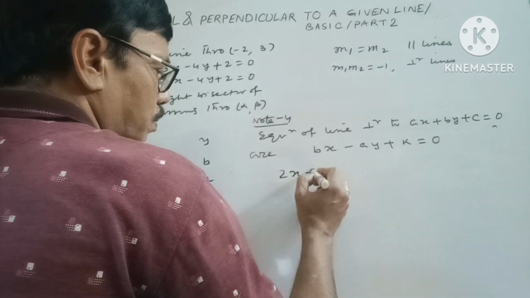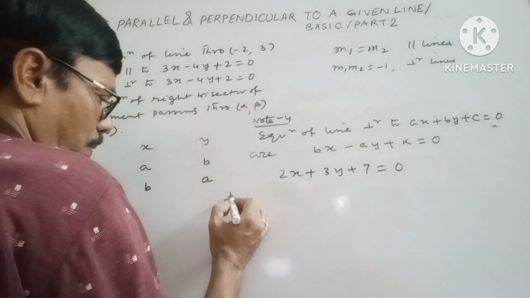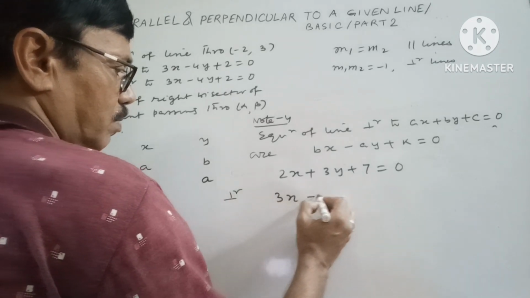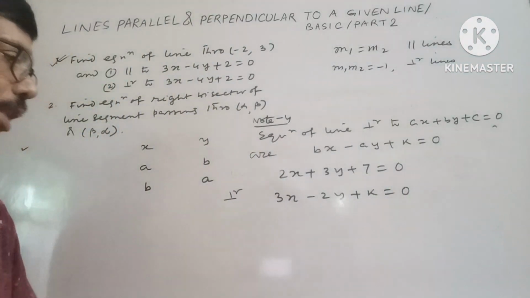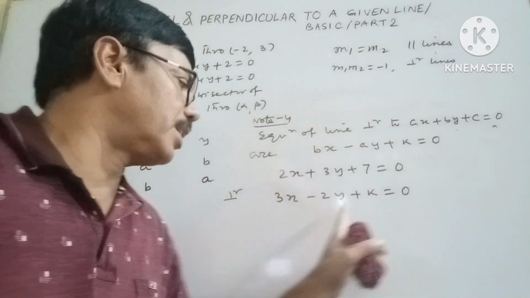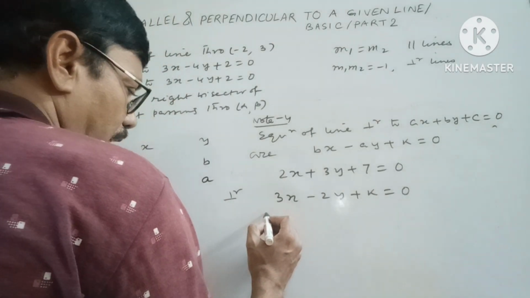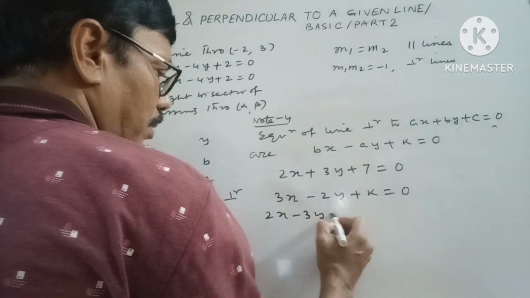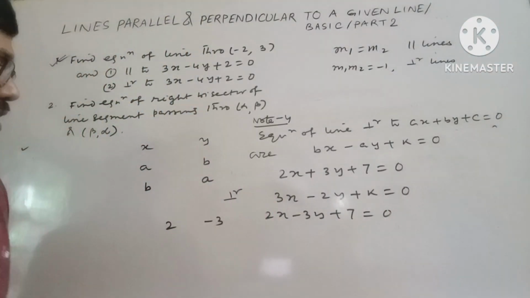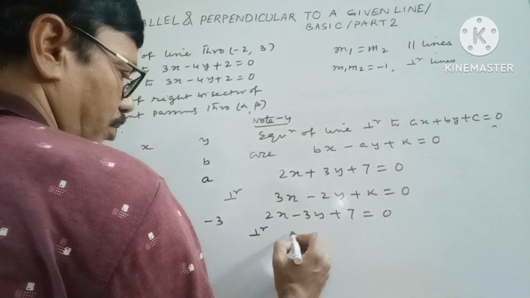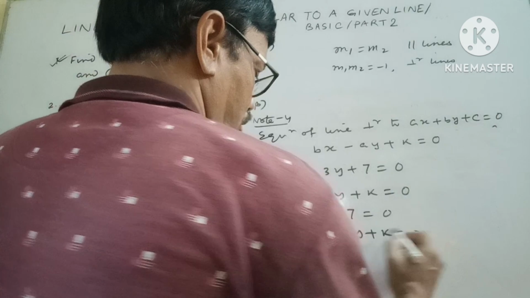Now look, 2x plus 3y plus 7 equals 0. What is the perpendicular equation? 3x minus 2y plus k equals 0. Change the coefficients, take a negative sign in y or x. Now second one, 2x minus 3y plus 7 equals 0. Coefficients are 2 and minus 3. So what is the perpendicular equation? 3x plus 2y plus k equals 0.